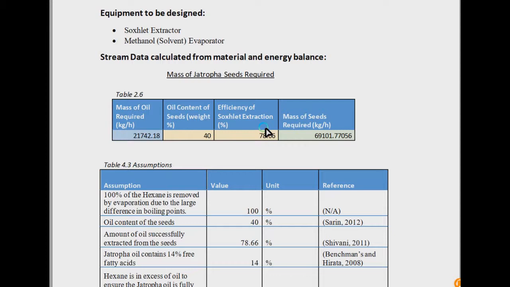Now, first of all, we have to consider a certain assumption: 100% of the hexane is removed by evaporation due to the large difference in boiling points. And it is actually okay because n-hexane has a boiling point under 100 degrees centigrade, while the oils have large boiling points, above 100, above 200, or sometimes above 300.